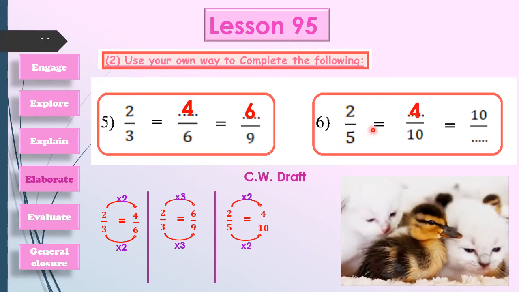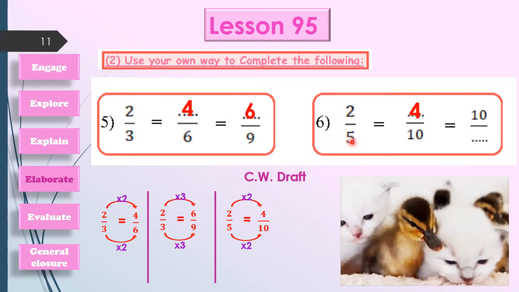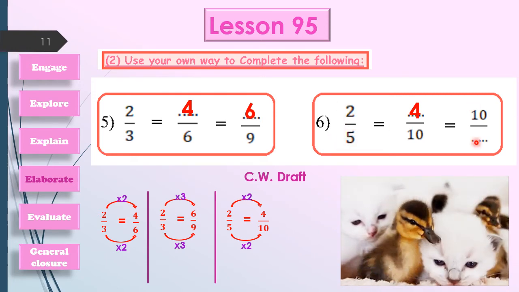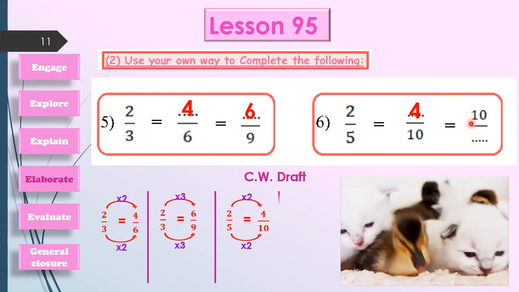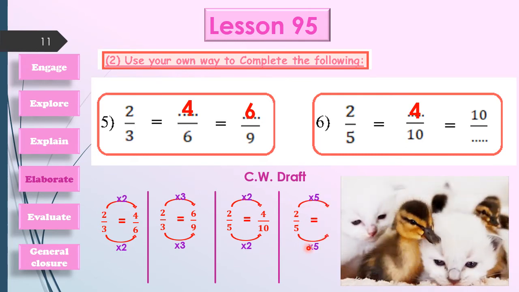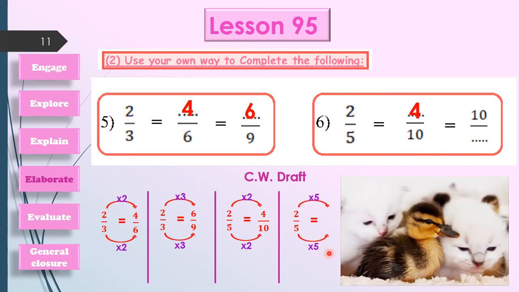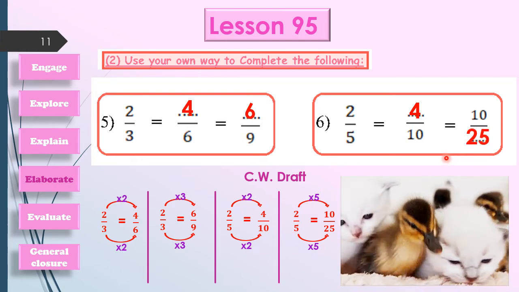Let's go again to our original fraction and ask yourself. Here, 2 fifths, how many 10 what? Let's ask yourself, 2 by what equals 10? It will be by 5. And write down here, as I do up, I will do down. 5 by 5 equals 25. It will be 10 twenty-fifths. Good job.